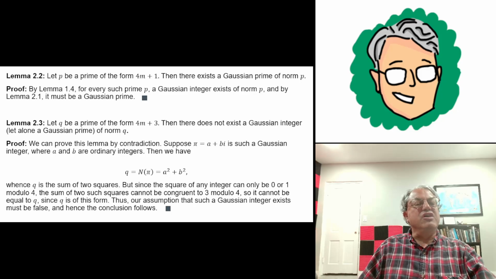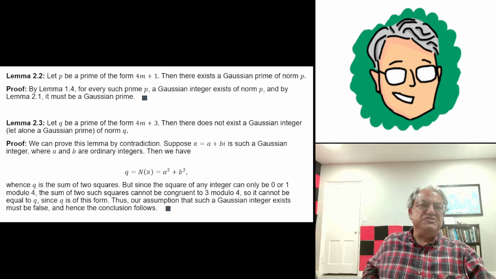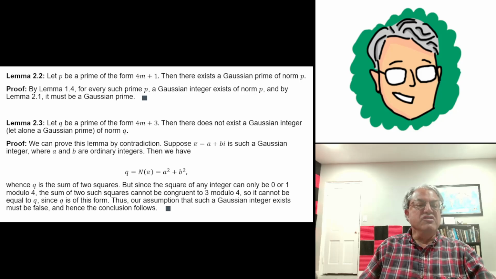Anyway, and then the third lemma, now let's assume that q is a prime of the form 4m plus 3. So this is the other kind of prime. This will take care of all the primes. So every prime is either equal to 2 or it's odd, which means it has to be either congruent to 1 or 3 modulo 4. We already looked at the case where it's congruent to 1 modulo 4. Now we're going to consider the last remaining case, where it's congruent to 3 modulo 4.